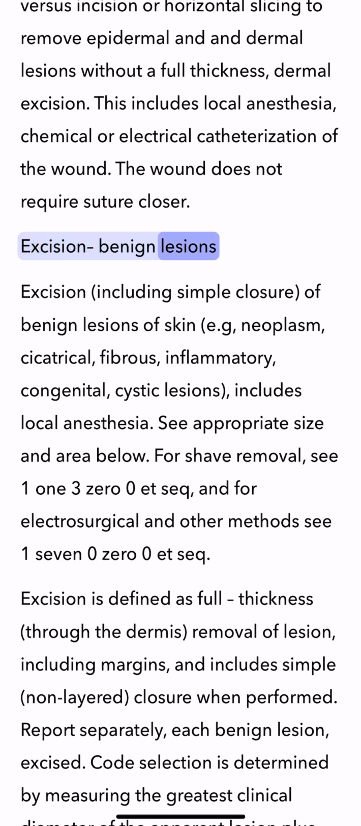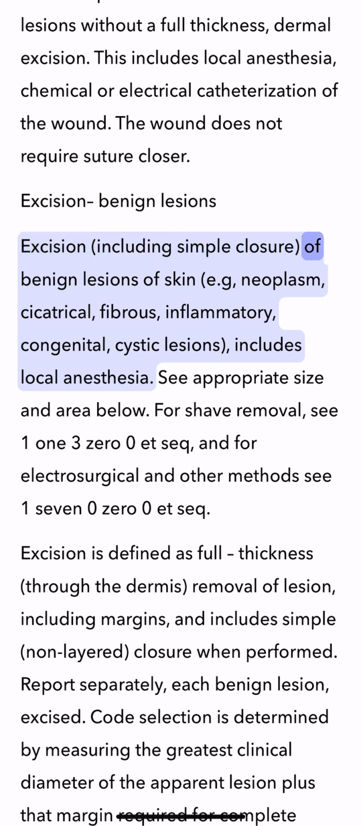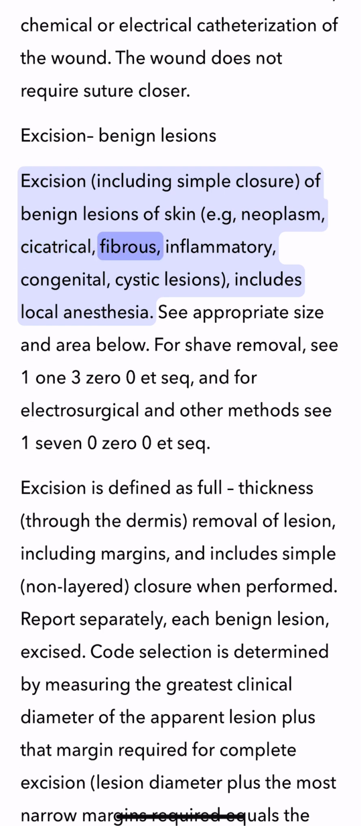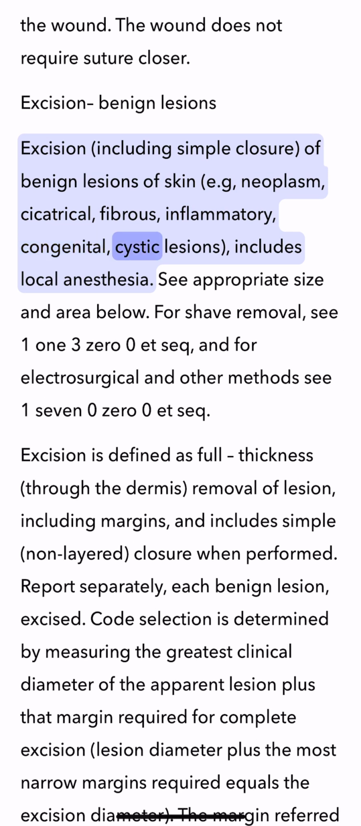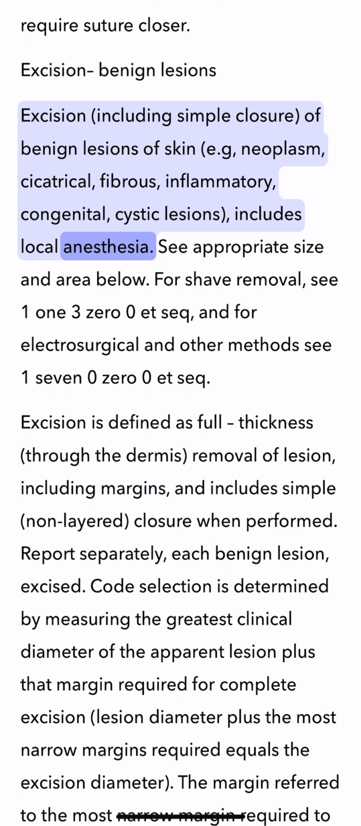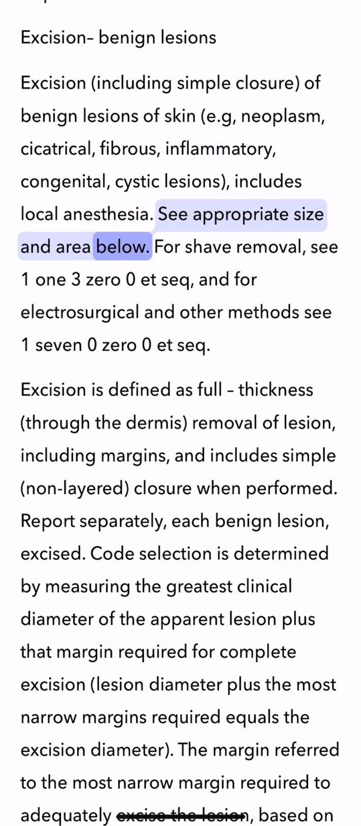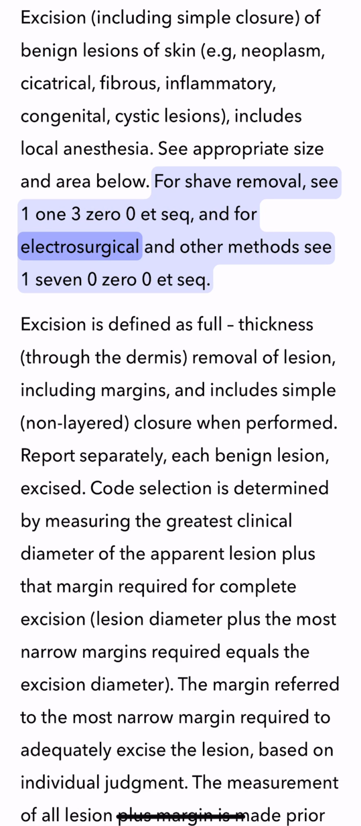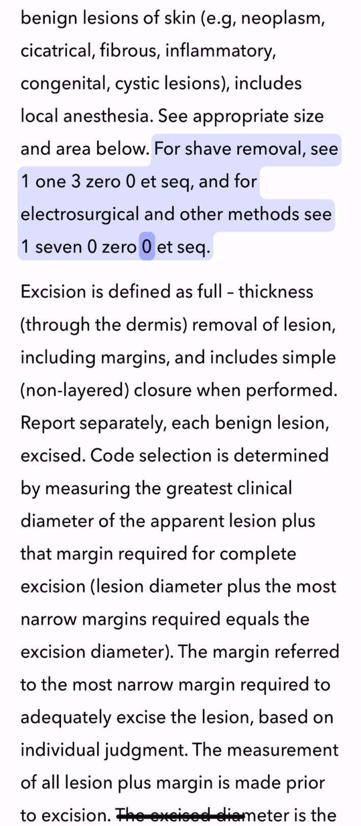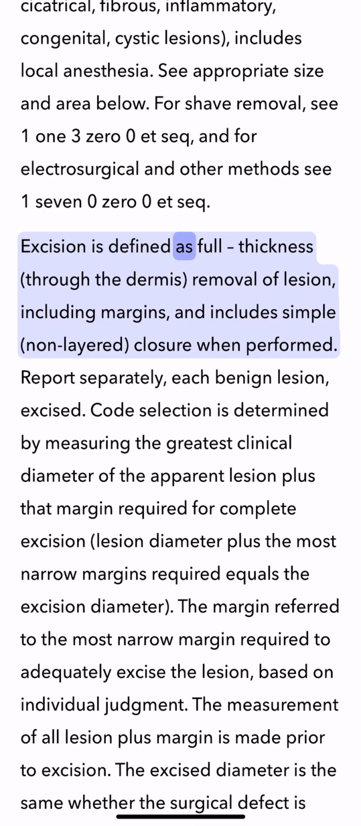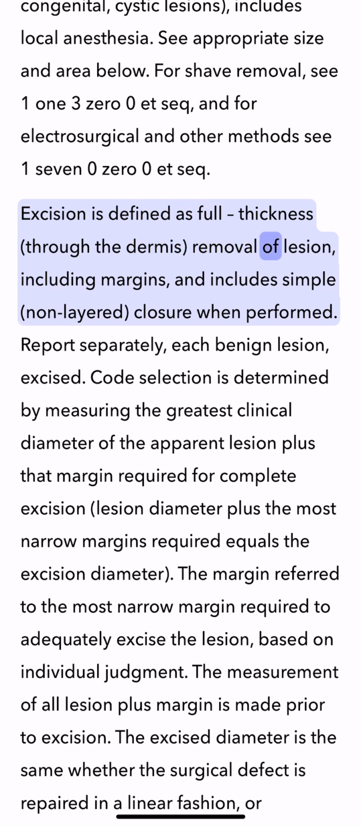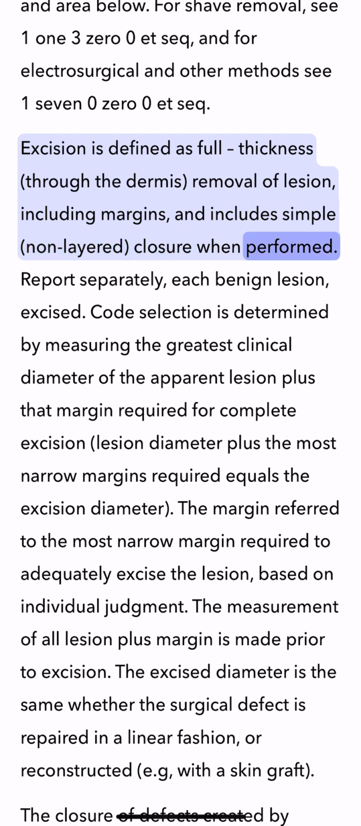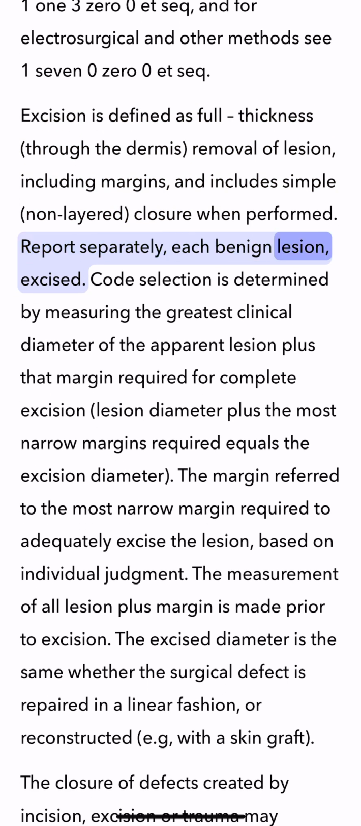Excision of benign lesions. Excision, including simple closure, of benign lesions of skin, for example, neoplasm, cicatricial, fibrous, inflammatory, congenital, cystic lesions. Includes local anesthesia. See appropriate size and area below. For shave removal, see 11300 and following, and for electrosurgical and other methods, see 17000 and following. Excision is defined as full-thickness, through the dermis, removal of lesion, including margins, and includes simple, non-layered closure when performed. Report separately each benign lesion excised.